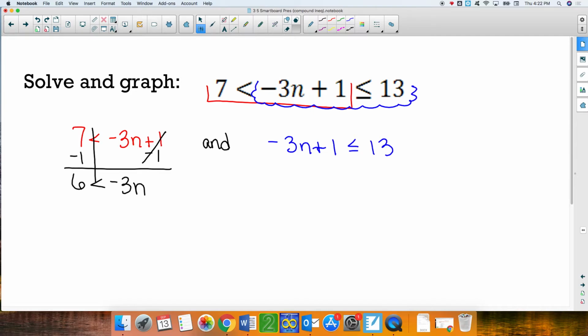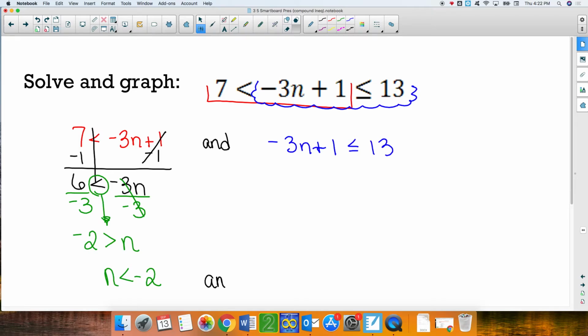And then I'm going to divide by negative 3 on both sides. Reminder, when you divide by a negative on both sides, your inequality symbol is going to flip. So 6 divided by negative 3 is negative 2, and then I have n. And then I'm going to rewrite that so my variable is on the left. My symbol was eating the negative 2 above. It needs to eat the negative 2 below.